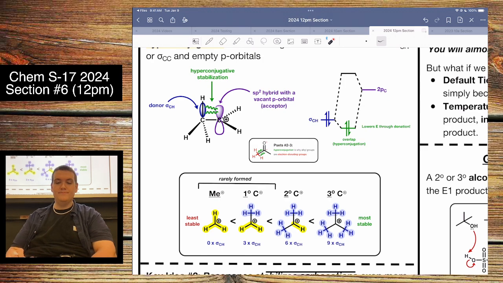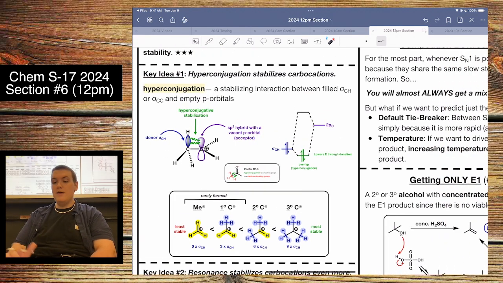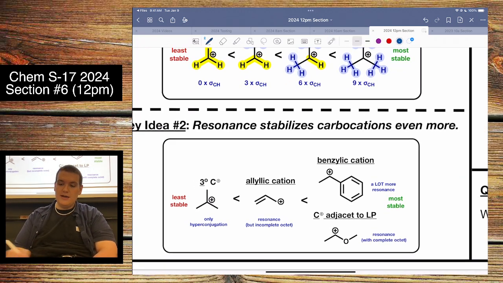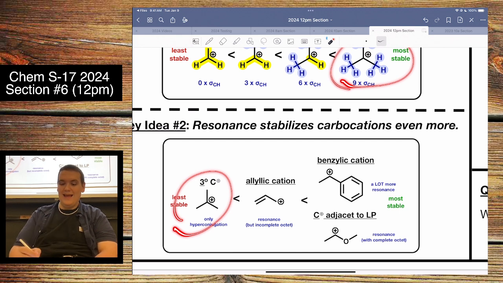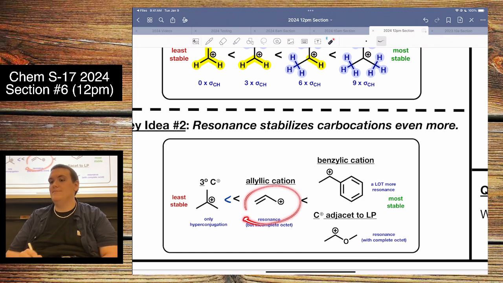Now, this is the first way that we can stabilize a carbocation. The second way is resonance, which we already said is way better. So tertiary, which was at the top of the stability over here, is the bottom of the stability here. And this is even less than just the basic resonance here.